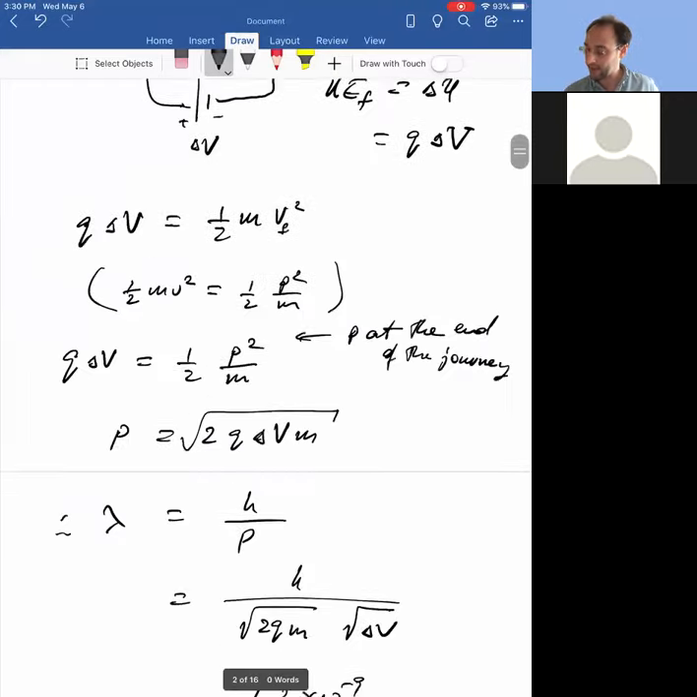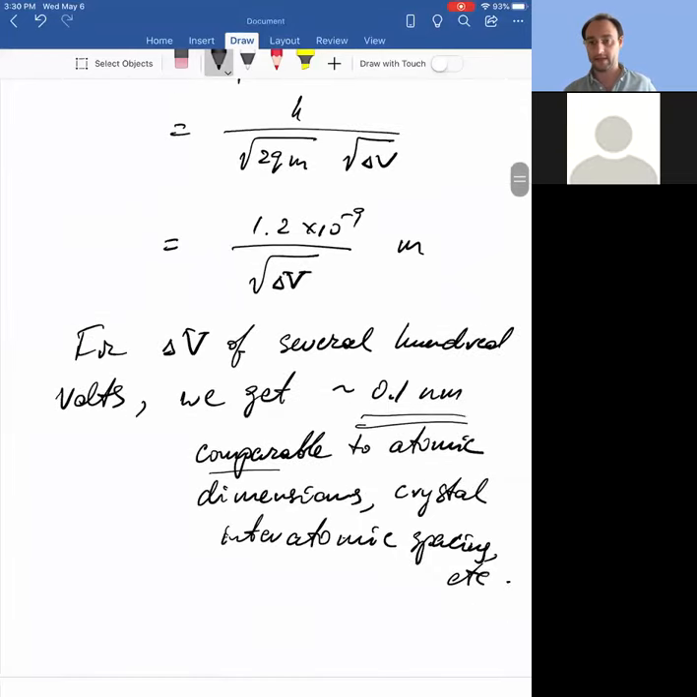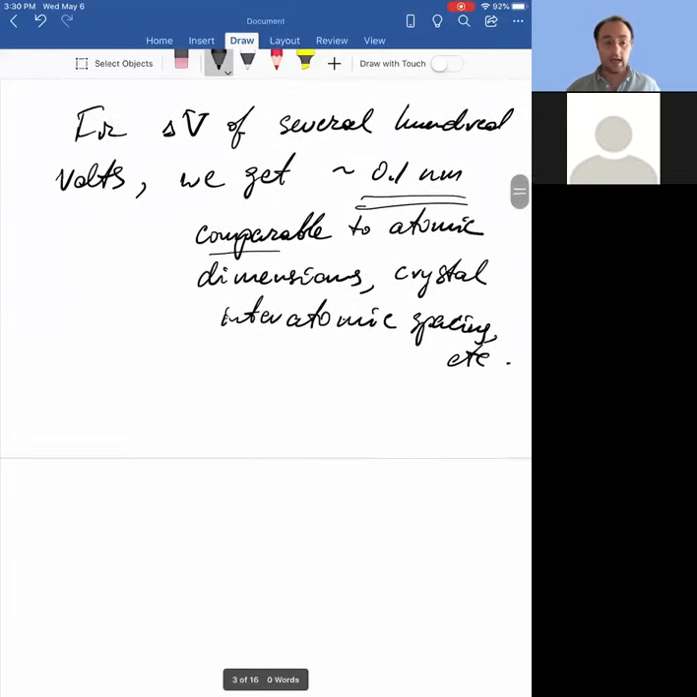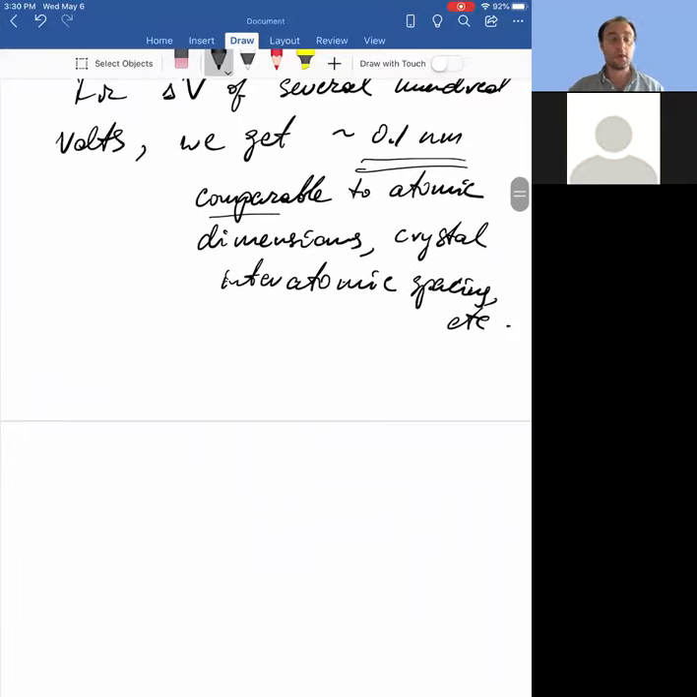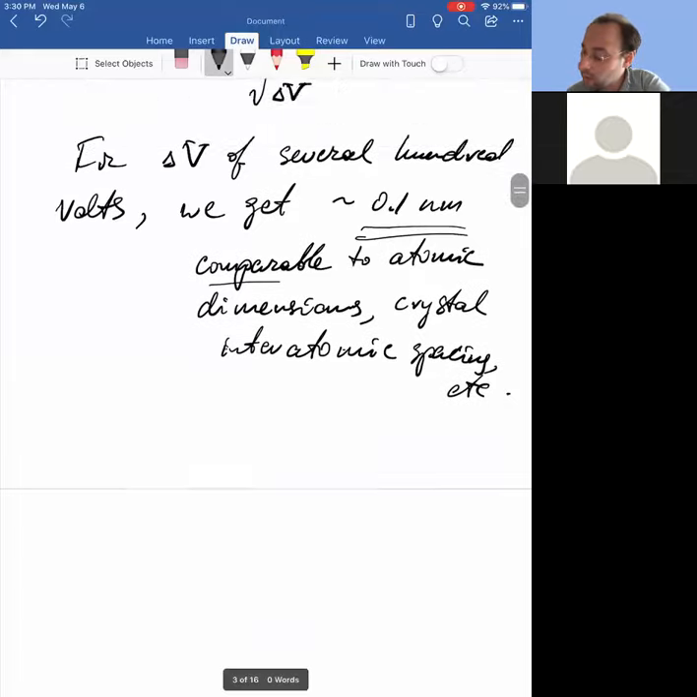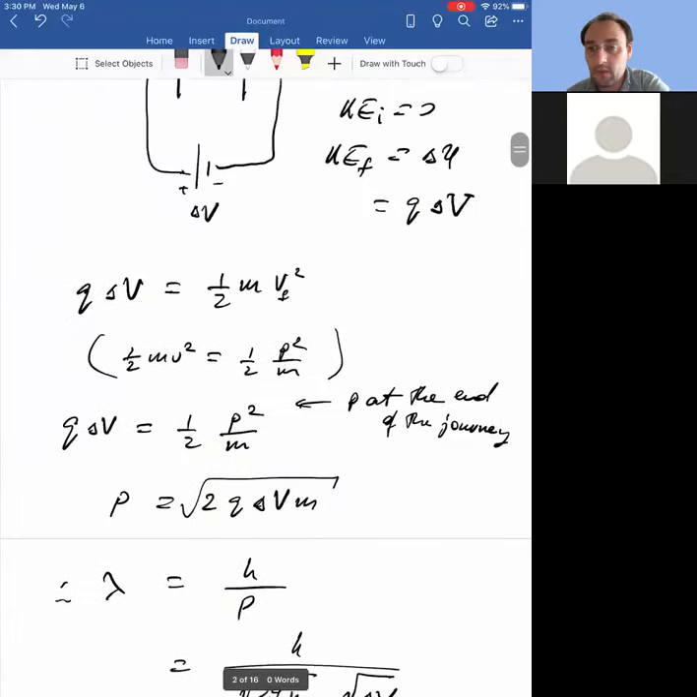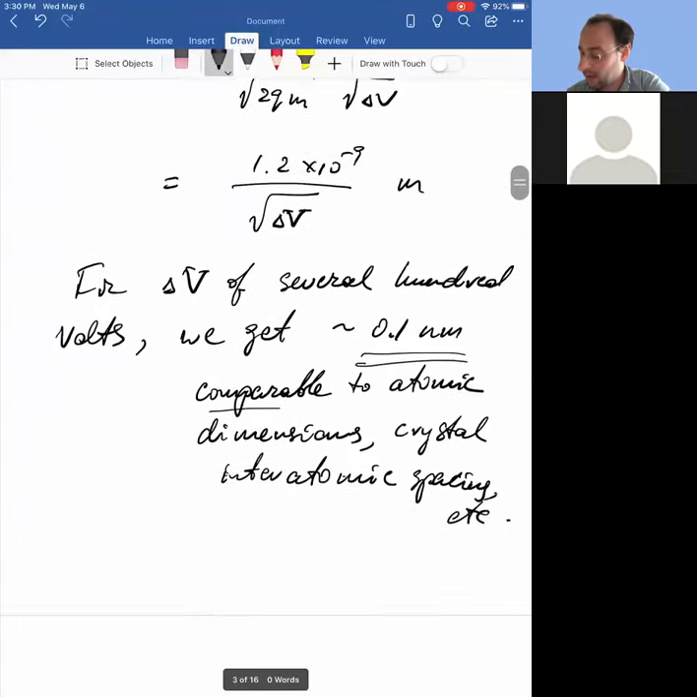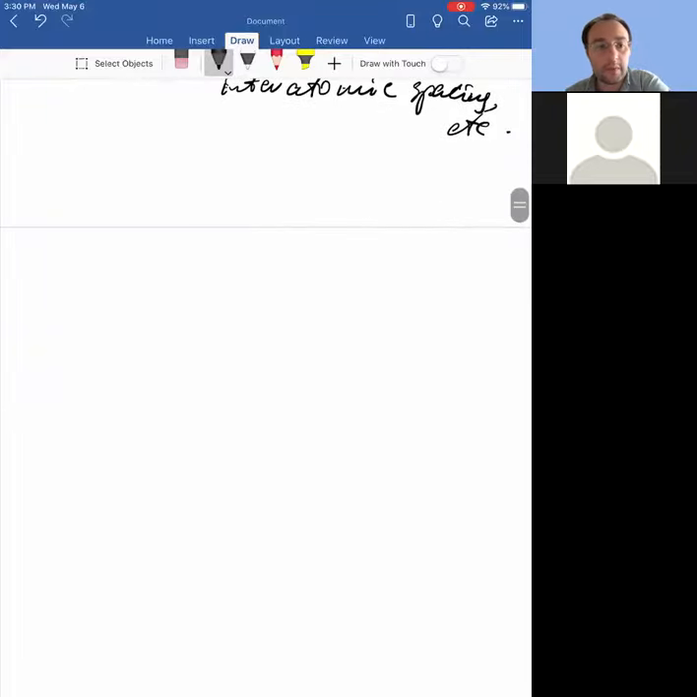This is comparable to atom sizes. So what does it mean that the wavelength of a dust particle is significantly smaller than the wavelength of an electron? What does the discrepancy in these two numbers tell us? What can we learn from it?